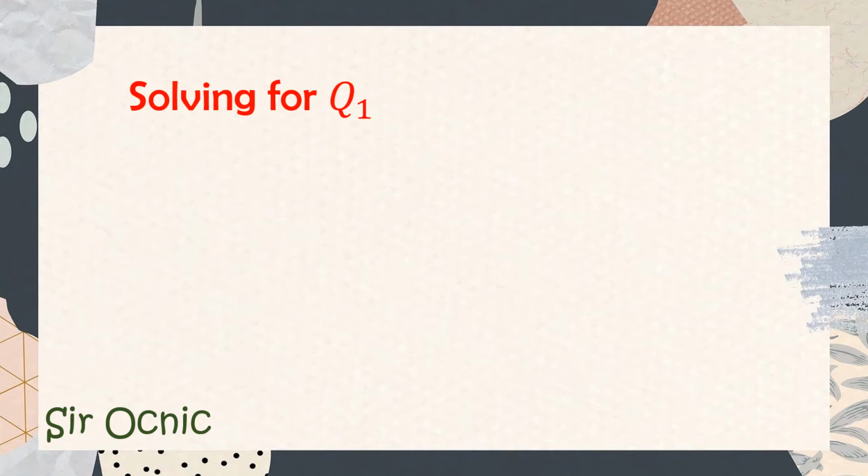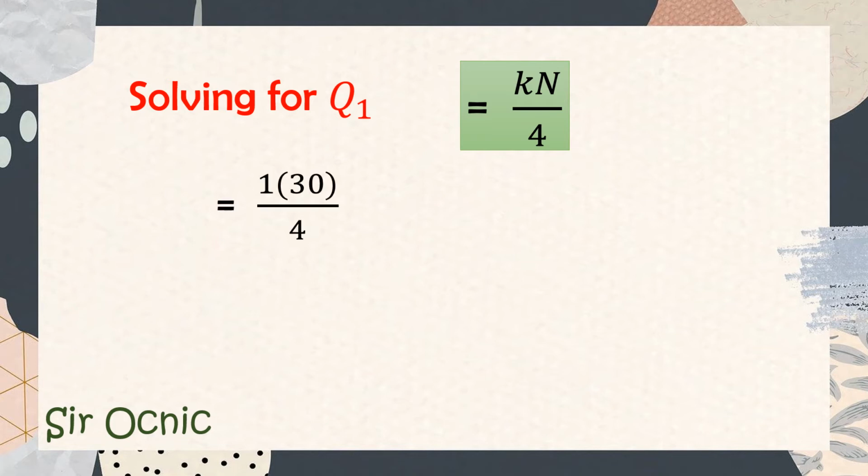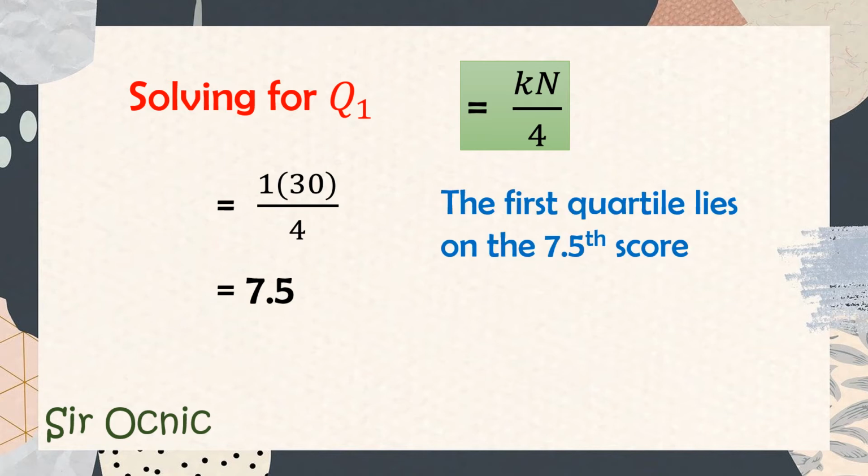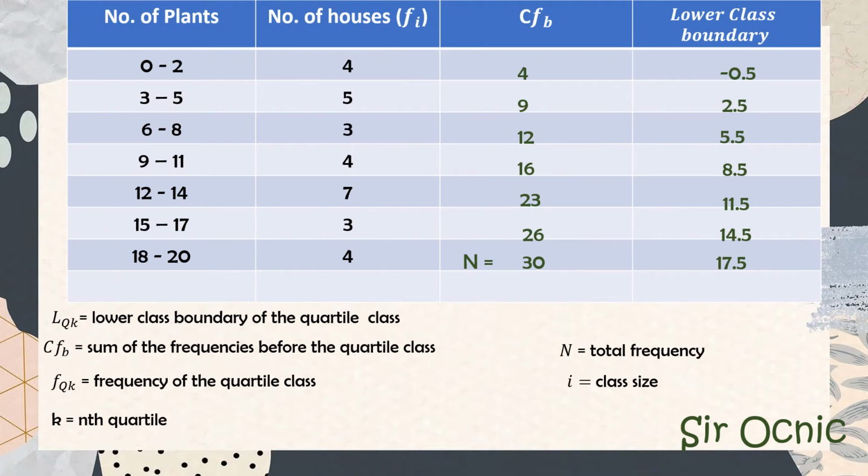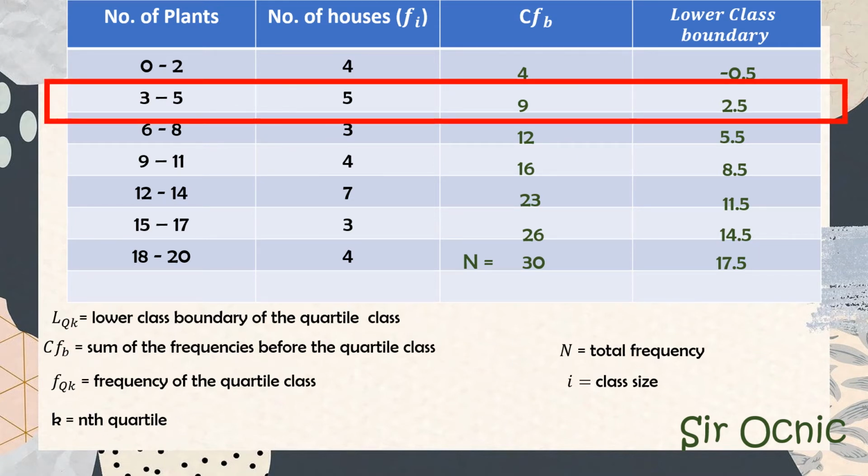Let us now identify the location of the first quartile. Using the formula k times n over 4, where k is equal to 1, that is 1 times 30 all over 4, which is equal to 7.5. That means that the first quartile lies on the 7.5th score. The 7.5th score lies on the class interval 3 to 5. This will now be our first quartile class.